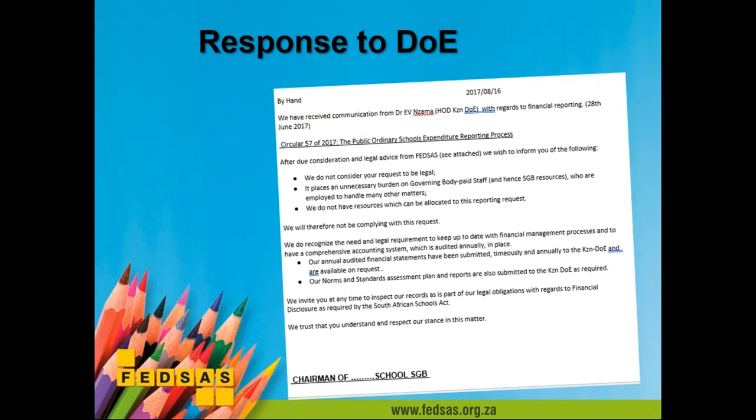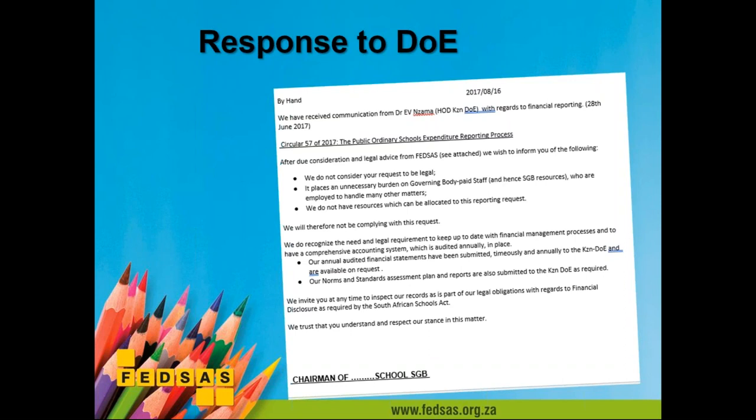So this is the type of letter that we give to the SEM to say, Mr. SEM, we appreciate you trying to do your job. You've got an instruction, but this is where our concern lies, and we will not be complying with this request because we consider it unlawful, and we do recognize your need for information. We do recognize that you can come and inspect the information. Inspect means you can come on site at a time that is considerate to everybody involved, not just when you want to barge in, but when it is convenient for all involved, you can come and look at the information.